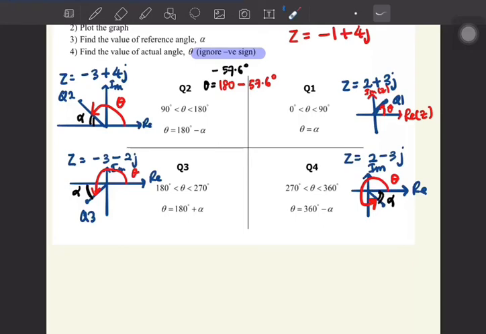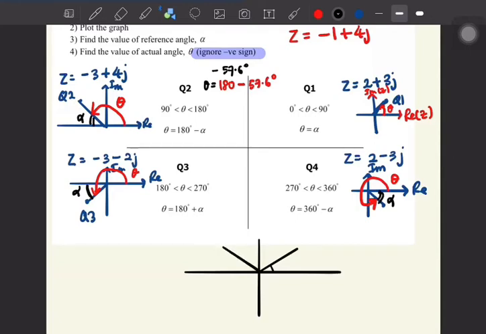As you can see, in general, the reference angle is located between the x-axis, or the real axis, and the complex number. For the first quadrant, your reference angle is here. For the second quadrant, your reference angle is here. For the third quadrant, this is your reference angle, and for the last one, quadrant 4, this is your reference angle.